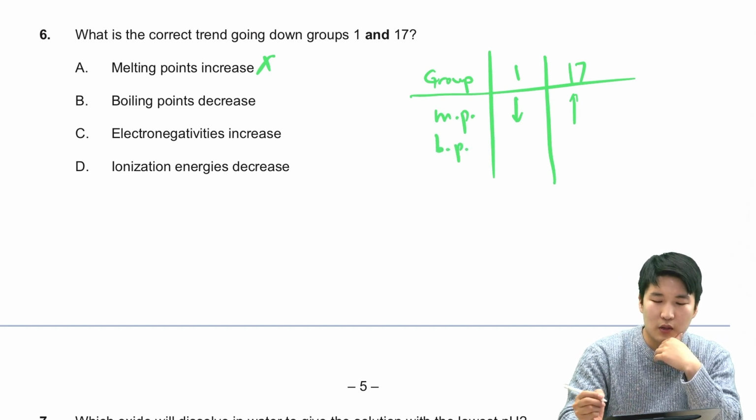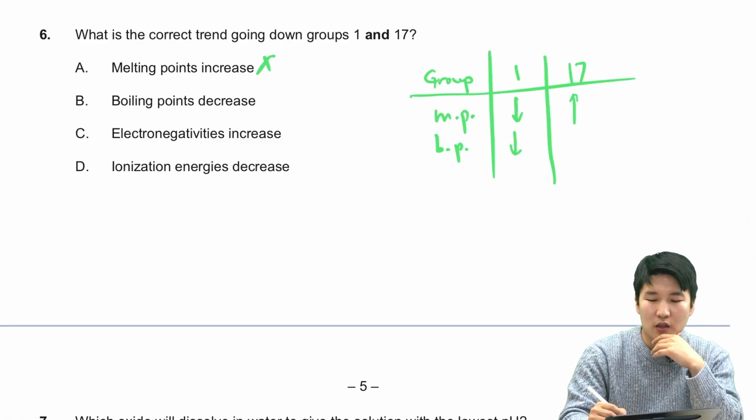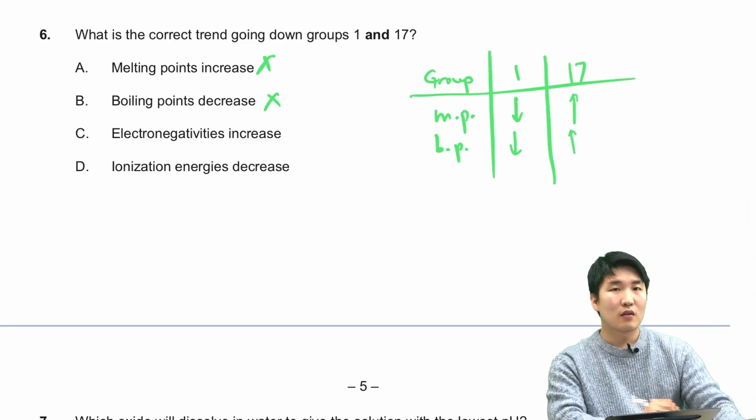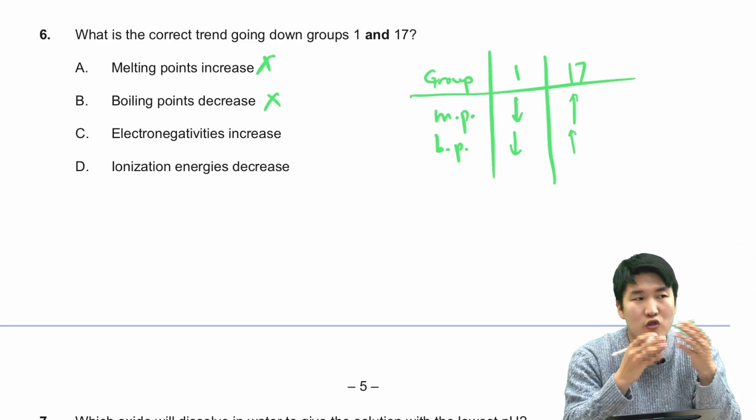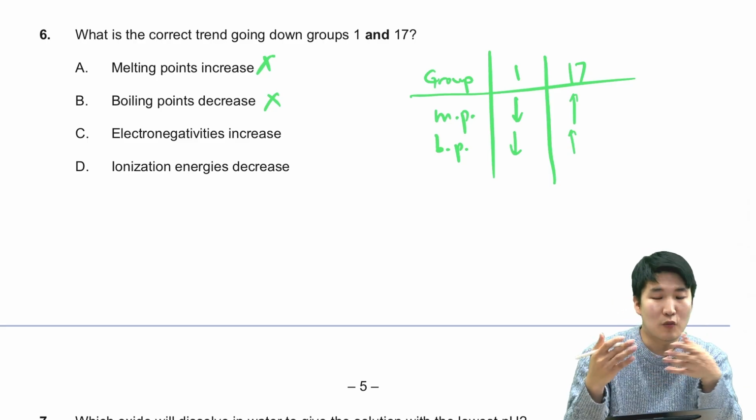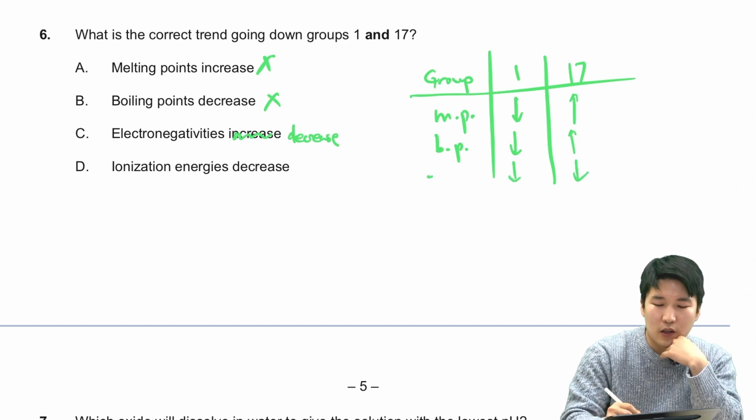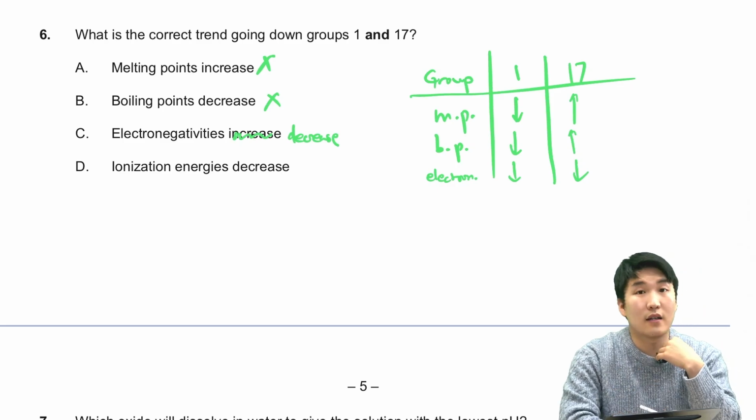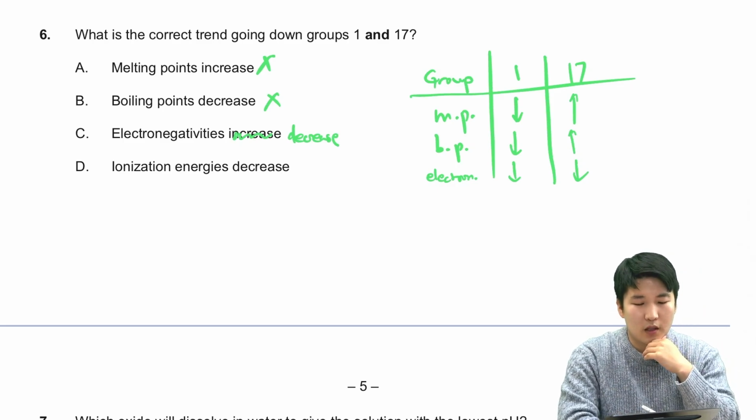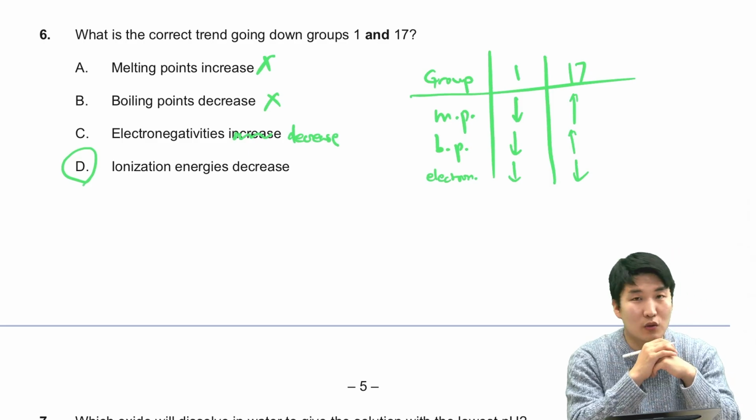Similarly, boiling point would decrease like melting point for group 1, but increase for group 17. So again, not our answer. The trend for electronegativity behaves equally for both group 1 and 17, but unfortunately, electronegativity will decrease for both group 1 and 17, which means ionization energy will be our answer.